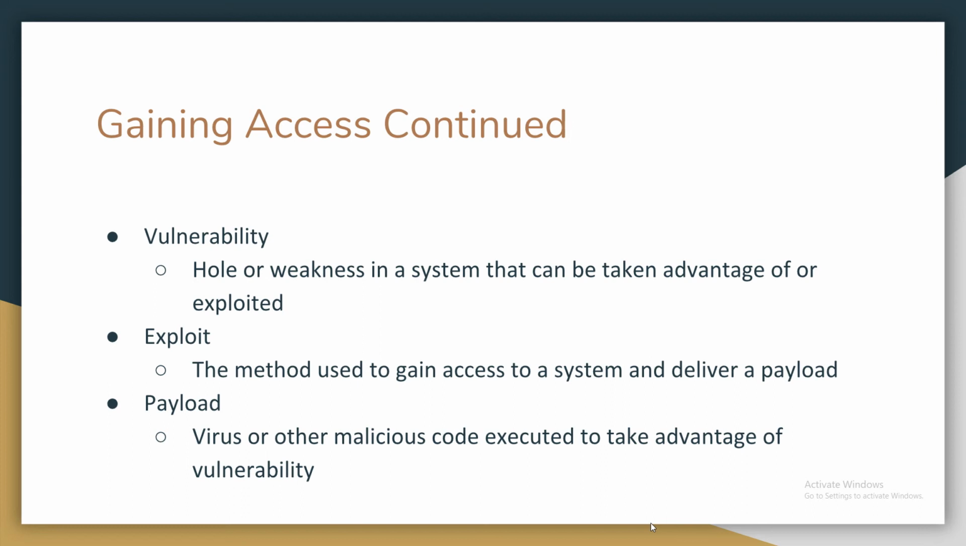So I know I've been saying it a bunch, but vulnerability is just that weakness in the system that we want to take advantage of. Our exploit is the method we're going to use to gain access to that system, and the payload is finally that malicious code or virus that will actually take advantage of the vulnerability and allow us to enter the system. So if you break this down to simpler terms, a vulnerability could be thought of as an unlocked front door of a house. The exploit is actually opening the door, and the payload is the stealing portion of what's inside the house.